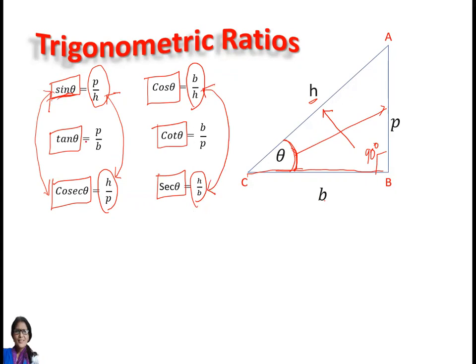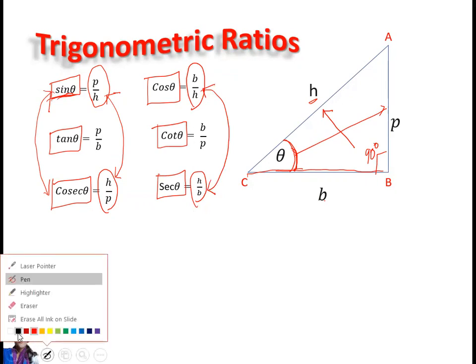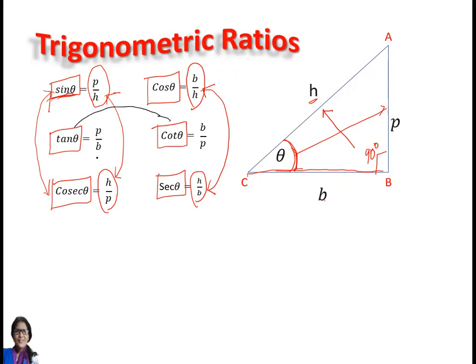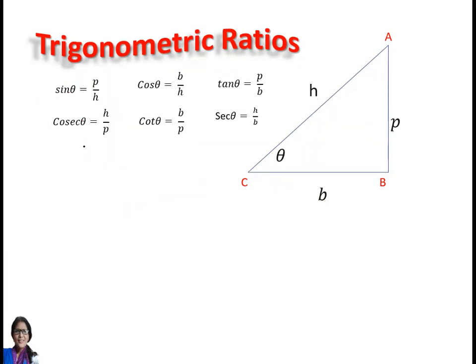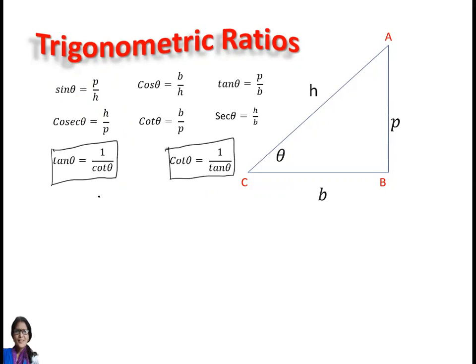Next, tan theta and cot theta. Tan theta is P by B, cot theta is B by P. So one is the reciprocal of the other. So now I can make 3 pairs out of the 6. First, tan theta is equal to 1 by cot theta, or cot theta is equal to 1 by tan theta. So this is one pair. Out of 6, I made a relation.